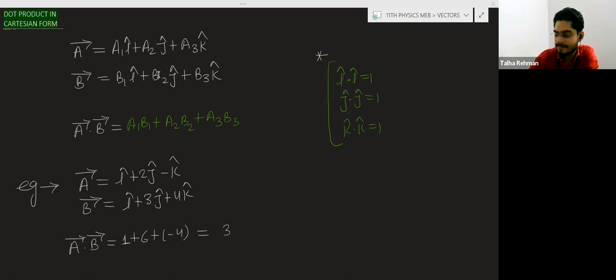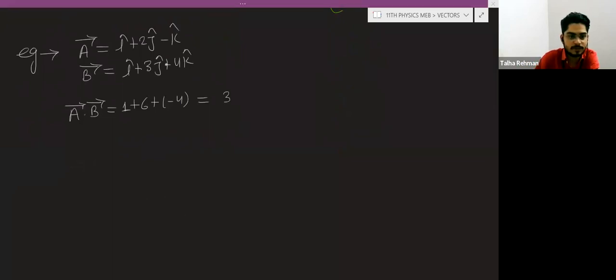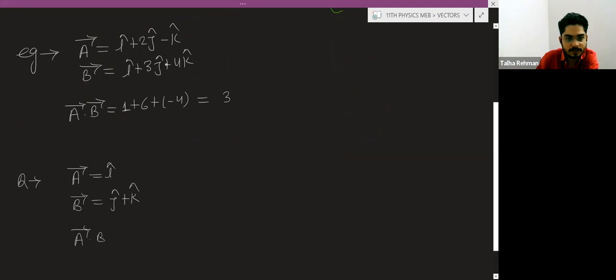Completed this? Okay. So I am giving you one question. On this, then just tell me the answer only. So suppose your A vector is given as I cap, your B vector is J cap plus K cap. You have to find A dot B. Just tell the answer only.